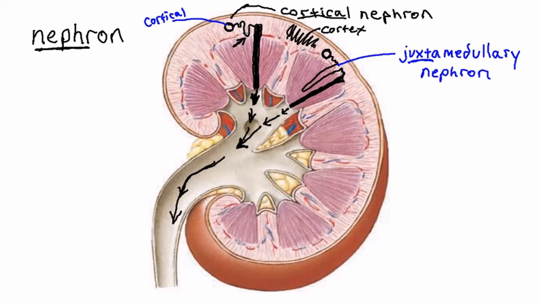And juxta just means that it's coming from the cortex into the medulla area. It's mixing two regions. So it goes from the cortex into the medulla. So that's the juxtamedullary nephron. That's the one that dips really low into the pyramid, into the medullary region. And there's a reason for the kidney having two different types of nephrons, but we can get into that when we get into the physiology of how the kidney actually makes urine.